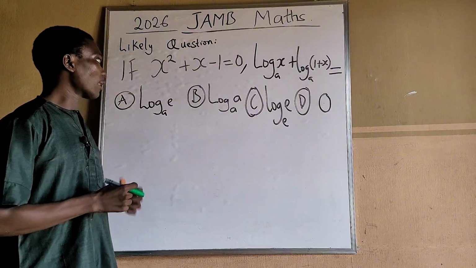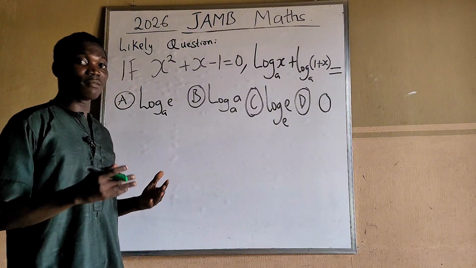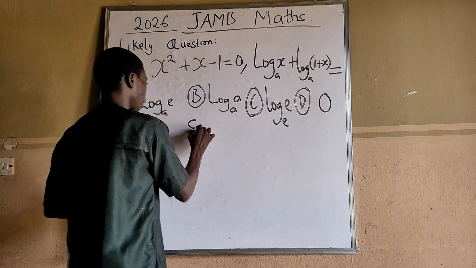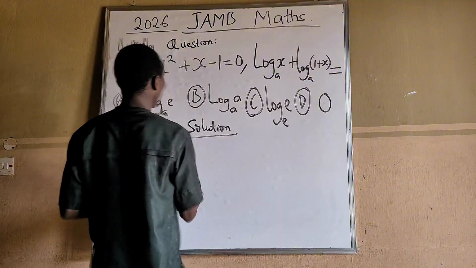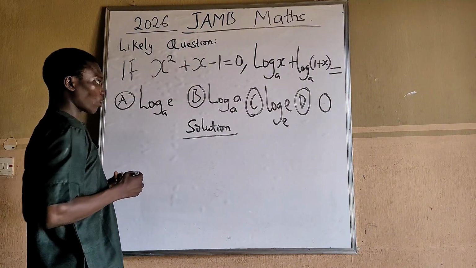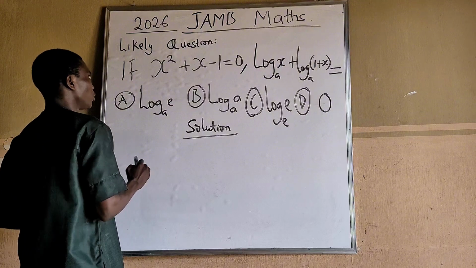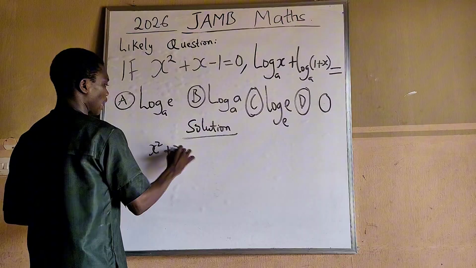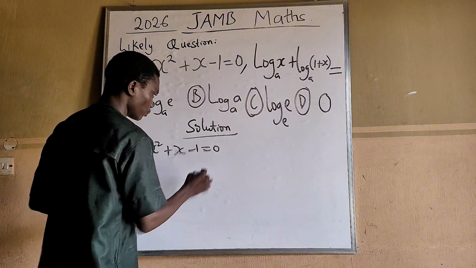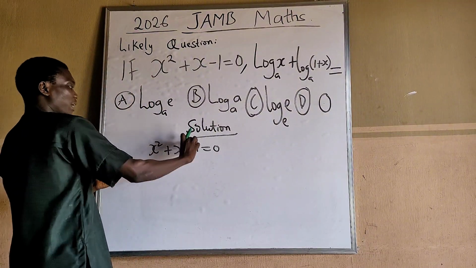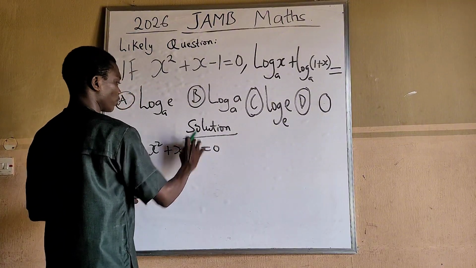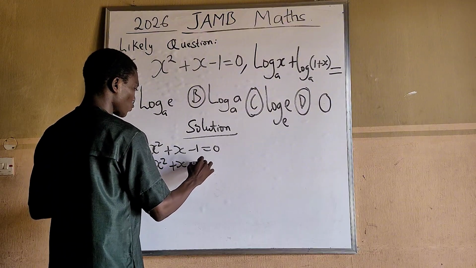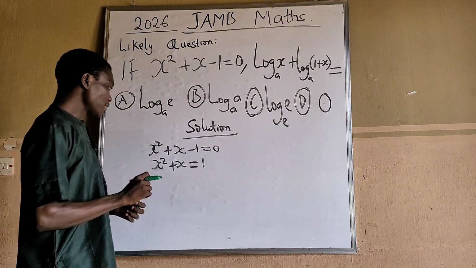It's very tricky, and I'm going to make the explanation very simple for you. All right, let's go. So we write our solution. Let's write out the quadratic equation first: x raised to the power of 2 plus x minus 1 equals 0. Now let's take this minus 1 to the other side. We have x raised to the power of 2 plus x equals 1. That's true, right?